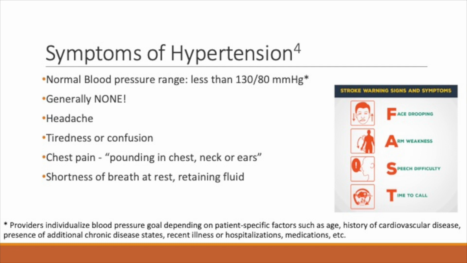If a person experiences face drooping, weakness in one arm, or difficulty talking, they may be experiencing signs and symptoms of a stroke, and they need to seek medical attention immediately. In the picture on the right, you can see FAST is a good mnemonic for that. Face drooping, arm weakness, speech difficulty, it's time for you to call 911.